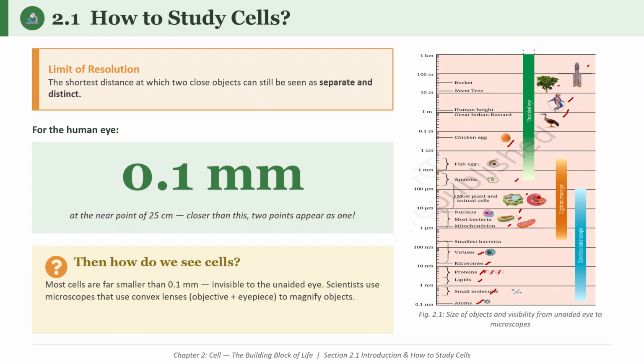So this slide helps us to realize that the human eye has limitations and many important structures of life also exist beyond what we can see directly, right? So microscopes act as powerful tools that extend our vision and also allow us to explore the microscopic world.